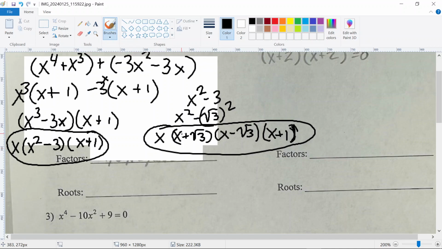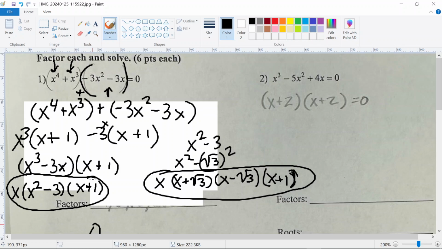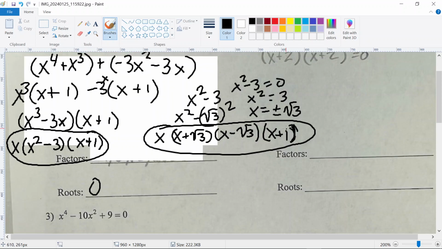X equals 0, x is 0. Where can I write this? I don't have room. I need room. I guess I'll put it here. X squared minus 3 equals 0. X squared equals 3. Take the square root of both sides. X equals plus or minus square root of 3. Roots always come in pairs. Plus or minus square root of 3.